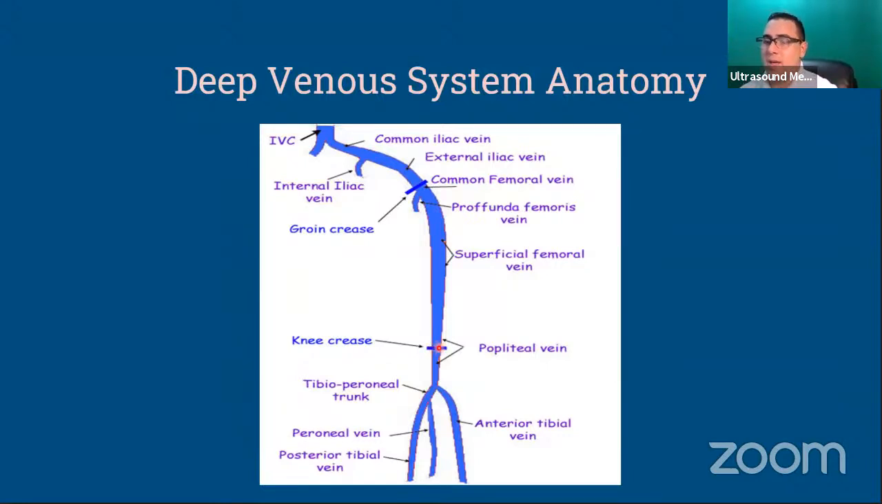All right, then once the femoral vein exits the Hunter's canal through the adductor hiatus, we're going to have the popliteal vein, all right? It's just this one right here. So draining into the popliteal vein, we have the tibio-peroneal trunk, which is this one right here.